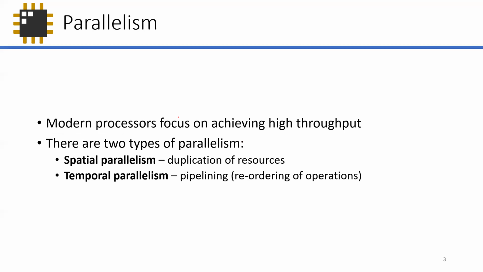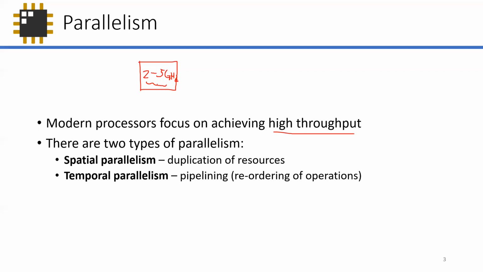So first and foremost, we have to discuss this thing called parallelism. Modern processors focus on achieving high throughput. Why? Because if you look at the trends for Intel or AMD processors, you will see that they operate at around 2 to 5 gigahertz, and it's been consistent for the past 2 decades. Ever since the 2000s, the operating frequencies of our processors stay in this range only.